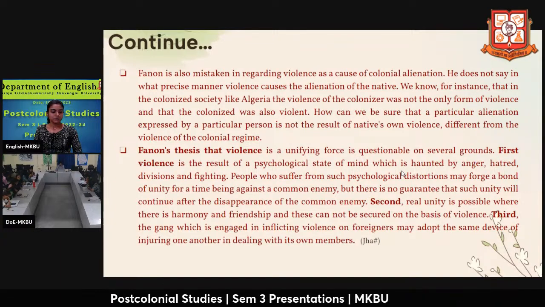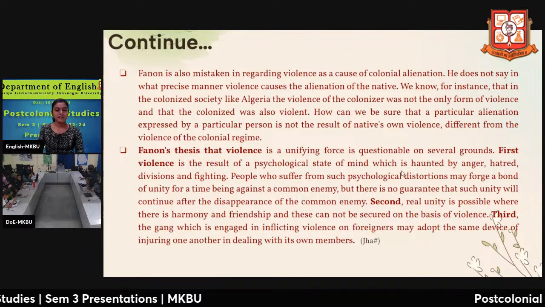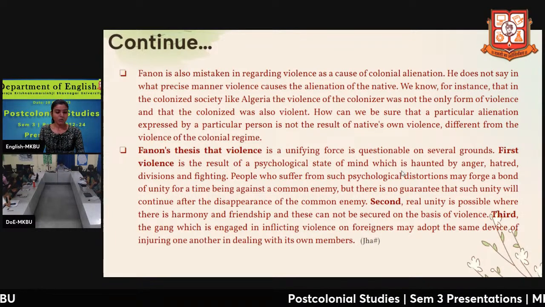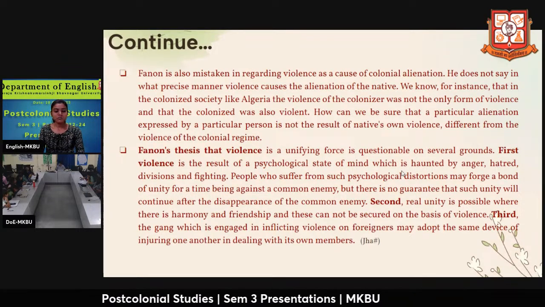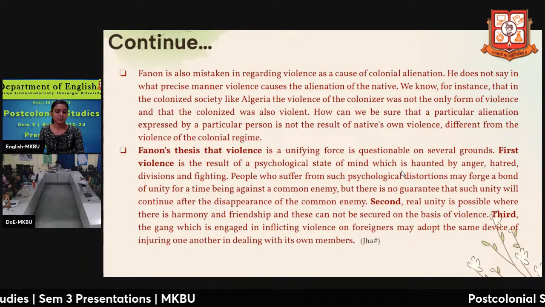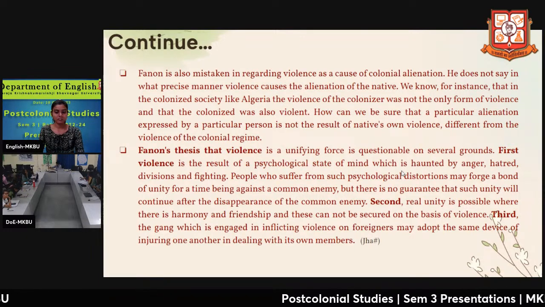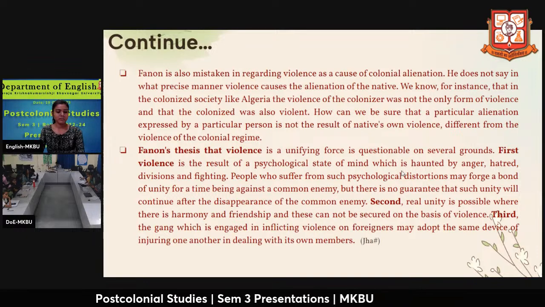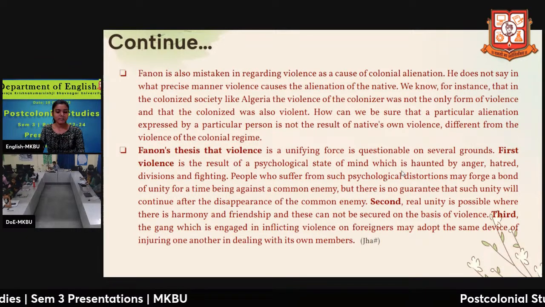Fanon believed that violence, when strategically employed, could lead to the overthrow of colonial powers. He also stressed the importance of transitioning from a violent struggle to a just and egalitarian post-colonial society. The end goal was not the perpetuation of violence, but the establishment of a society where all individuals could live in dignity and equality.